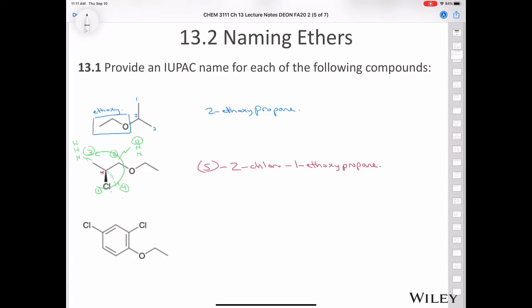And finally, let's take a look at this one. You can see that the longest chain is the 6 carbons in the benzene ring. So this must be some kind of benzene, and we have an ethoxy group here. We don't have to give that ethoxy a locant because an ethoxy or an ether has a higher priority than the 2 chlorines. And so this must be some kind of ethoxybenzene. And if we number it so that we give the first chlorine the lowest possible number, so 1, 2, 3, 4, this molecule becomes 2,4-dichloroethoxybenzene.